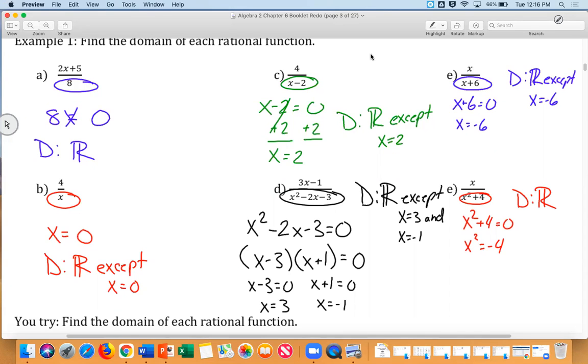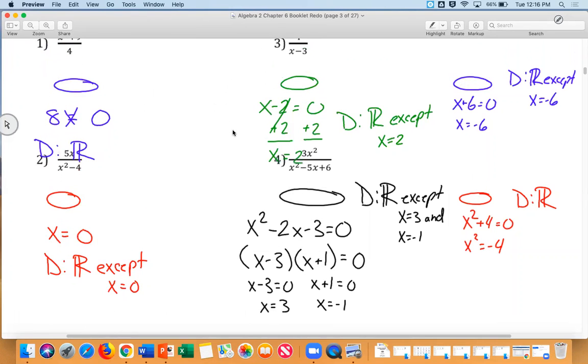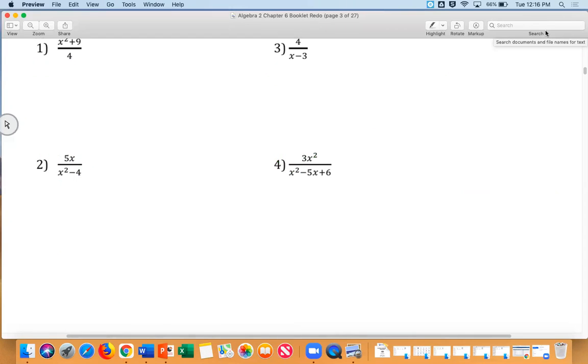All right. Below it, you guys try. There are 4 questions right below it. See if you can figure it out.